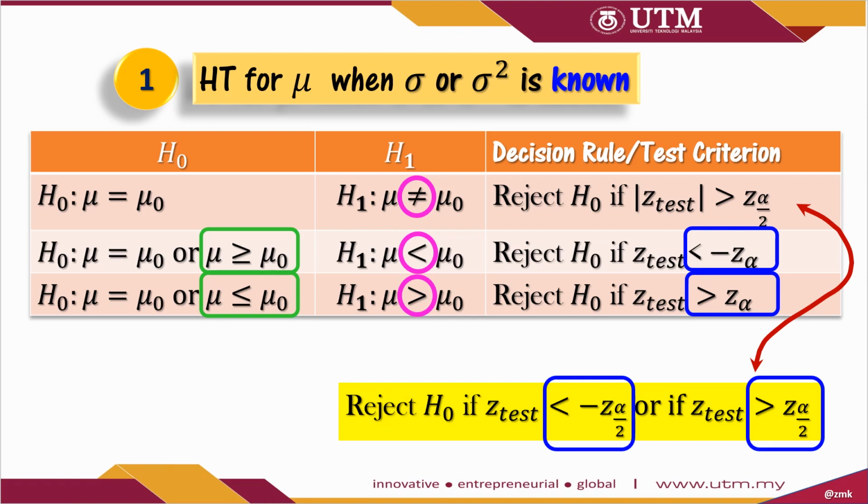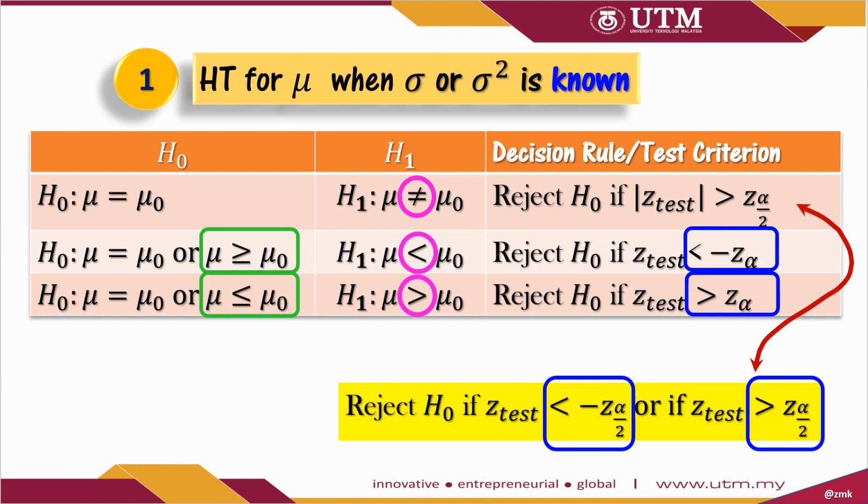Please also remember that statements under H naught and H1 cannot overlap. For example, you cannot have H naught: mu is at least mu naught, against H1: mu is greater than mu naught. Why? Because then you will have redundant hypothesis statements where the H naught statement overlaps with the H1 statement.